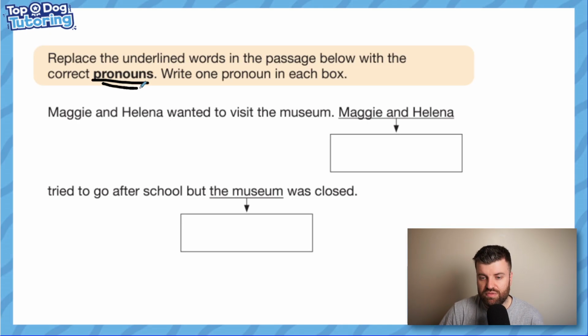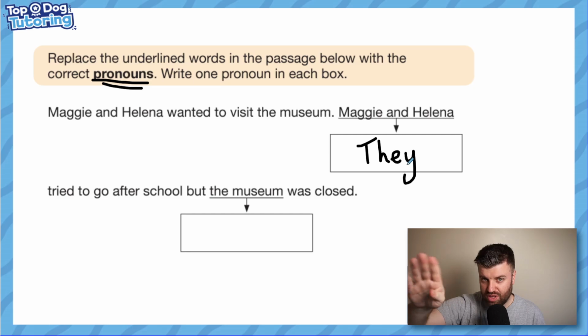Pronouns are going to replace nouns, so we don't keep repeating them. Maggie and Helena wanted to visit the museum. Tried to go after. What would we say? In this case, yeah, it would be they. Now, what do you notice about how I'm putting down the word they? Two things. I'm not joining up my letters. This is not a handwriting test. But if you spell it wrong, you won't get the mark. So separate your letters so it's really clear. Second thing, it's got a capital letter.